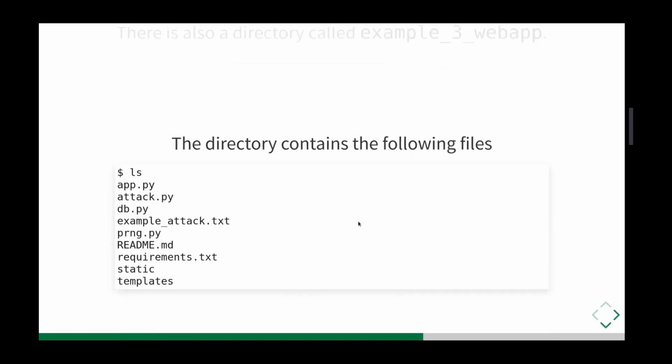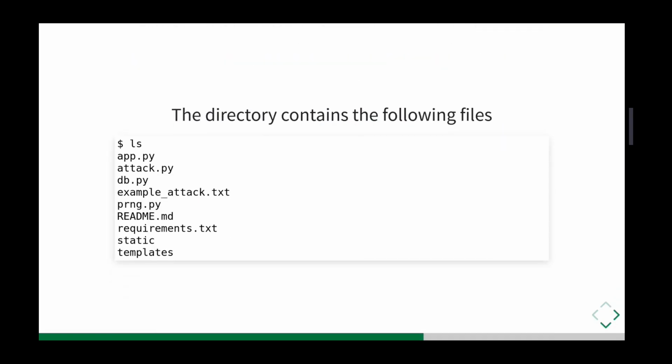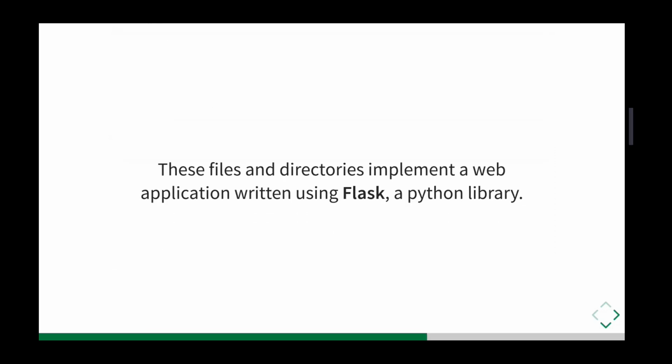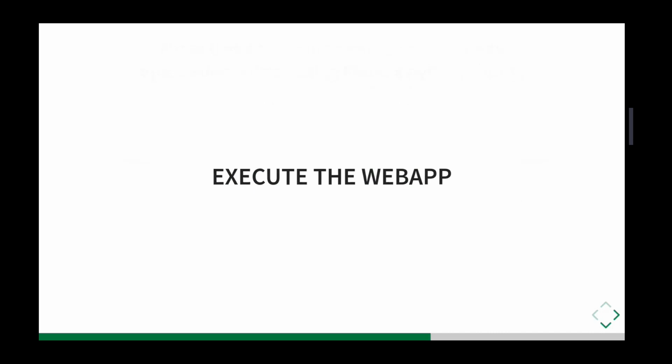Now this directory has itself a bunch of files, and they are all Python files, some TXT files, some HTML files. It is a web application, implemented using Flask, which is a Python library. You don't need to understand the details of Flask. I will show you how to run it in a black box way. Just execute the code and you get it up. So how do we execute it?